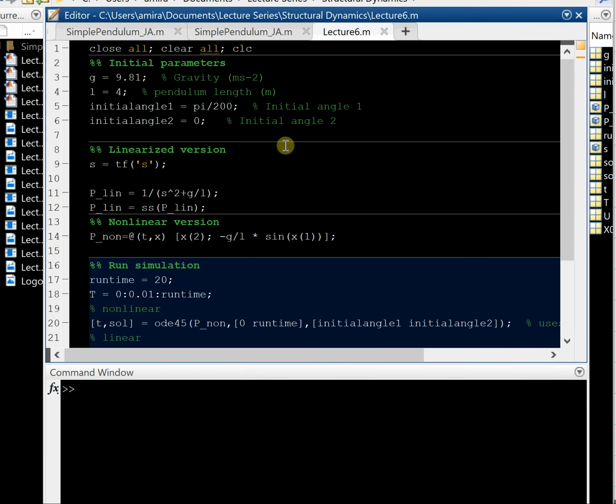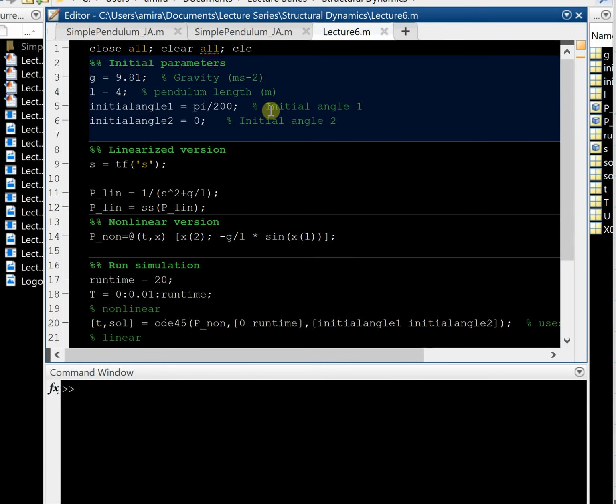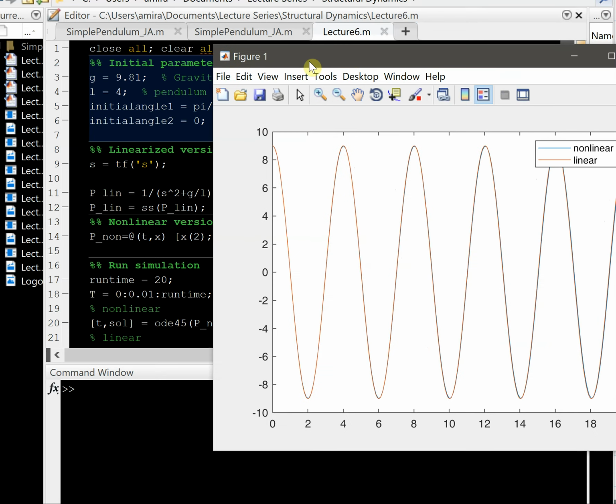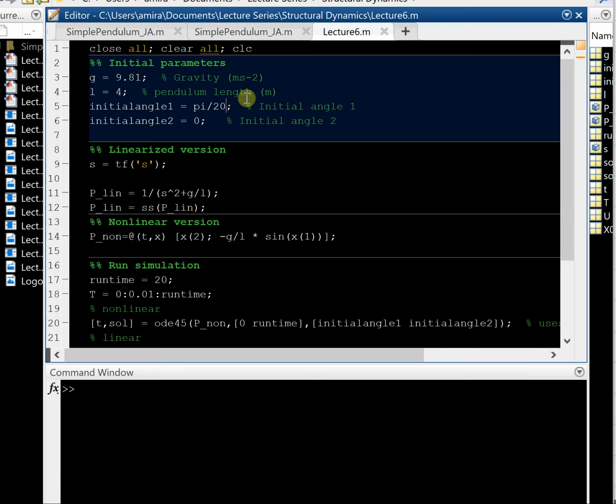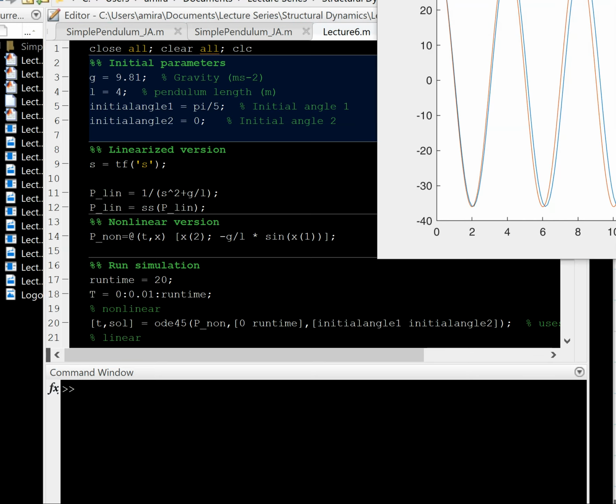Now I want to slowly increase my angle for the initial condition. Okay, so we went up from 2 degrees to 8 degrees, and I'm still getting fairly good approximation between the nonlinear and the linear. The last thing I want to do is to go from a much bigger angle, so maybe pi/5. Let's try that. Alright, here we go.